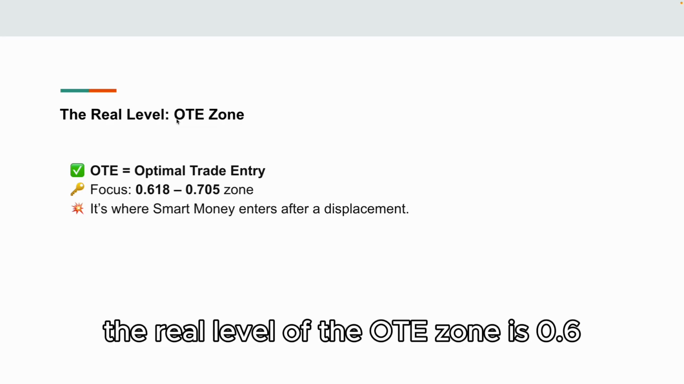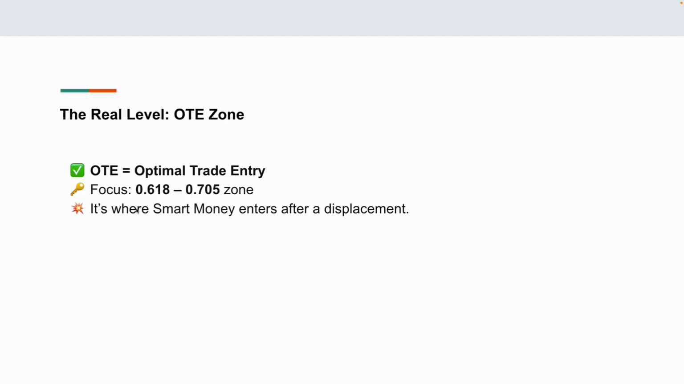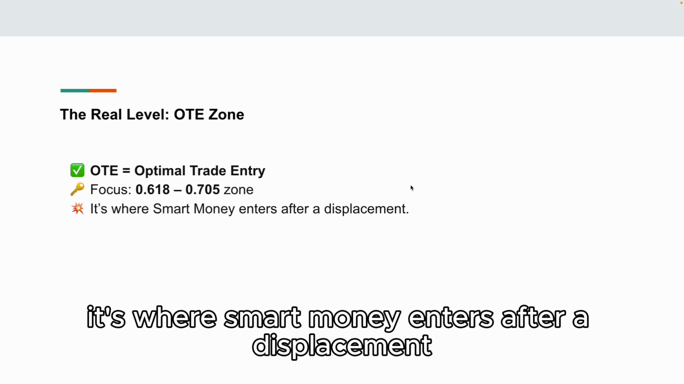The real level of the OTE zone is 0.618 or between the 0.618 and the 0.705 zone. It's where smart money enters after a displacement.